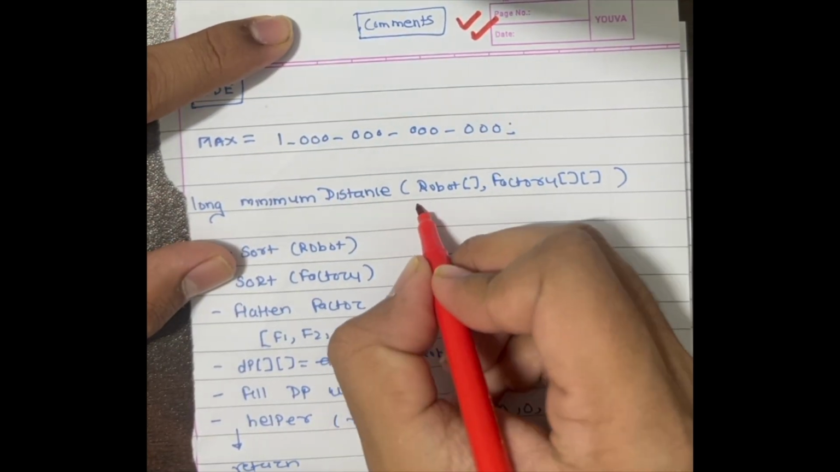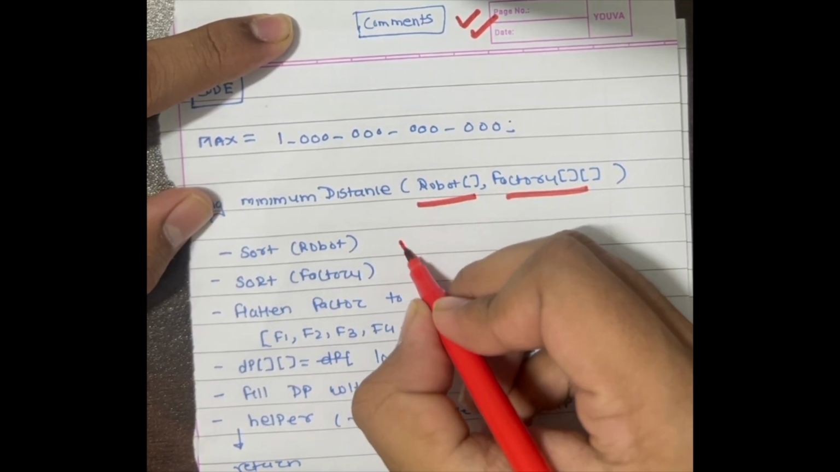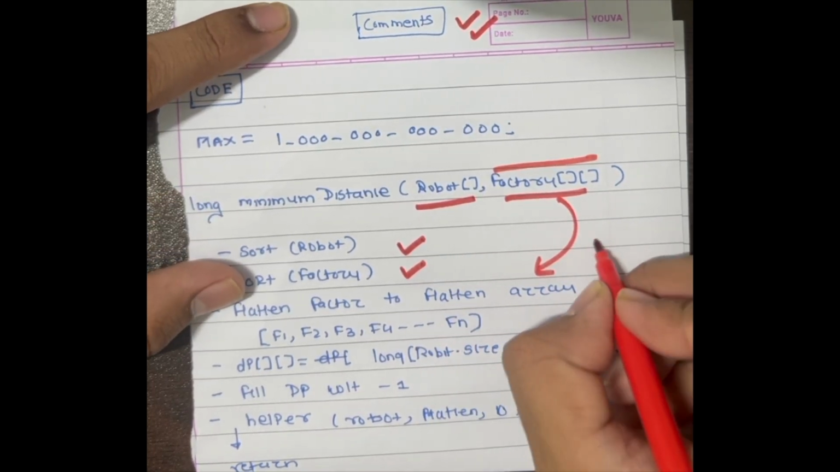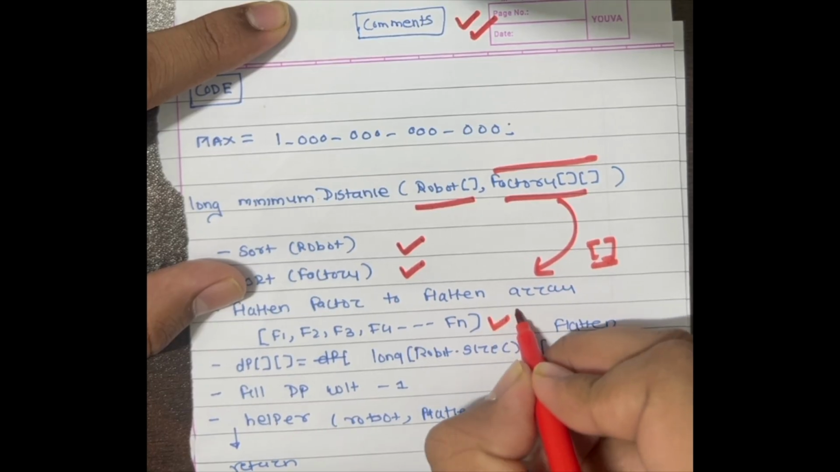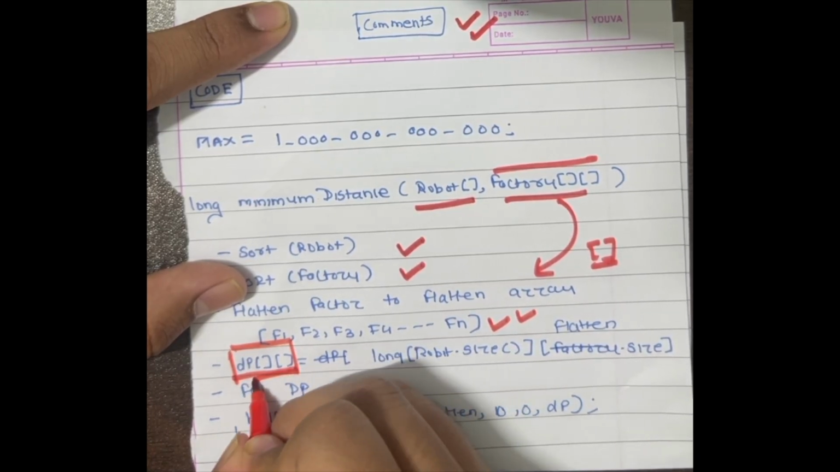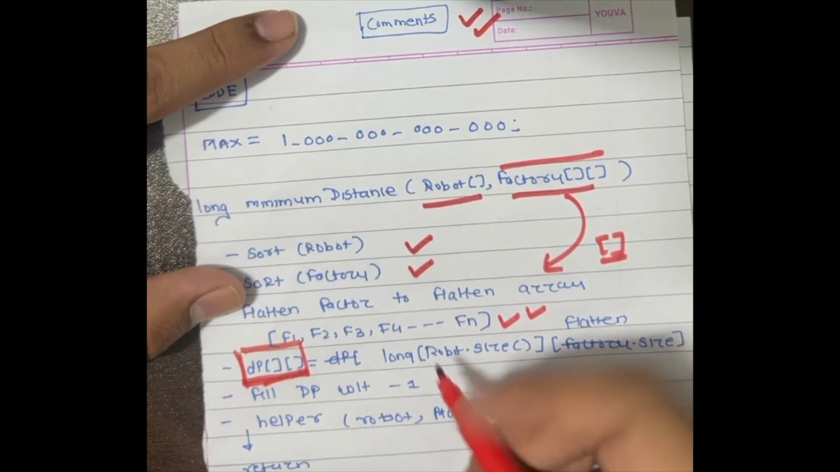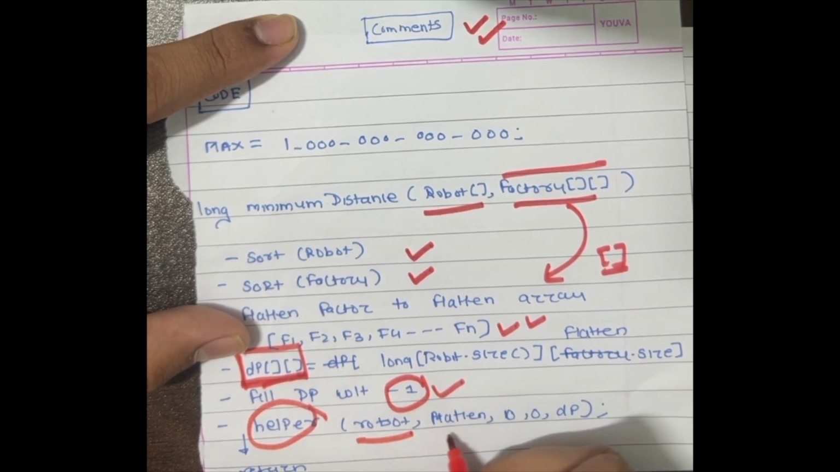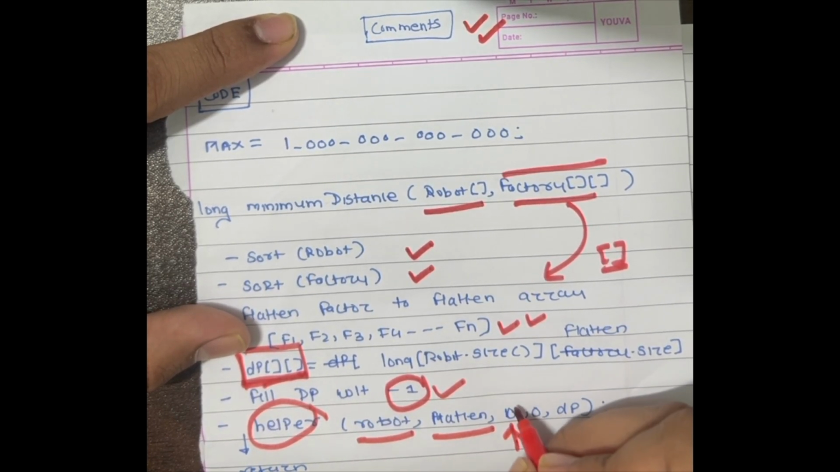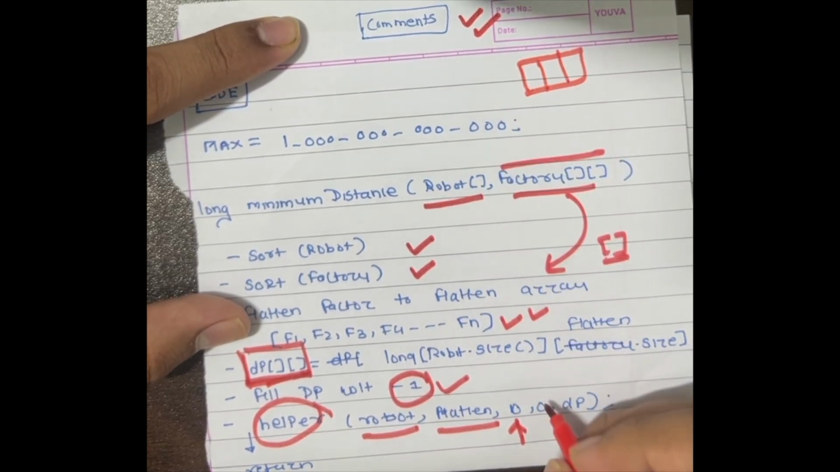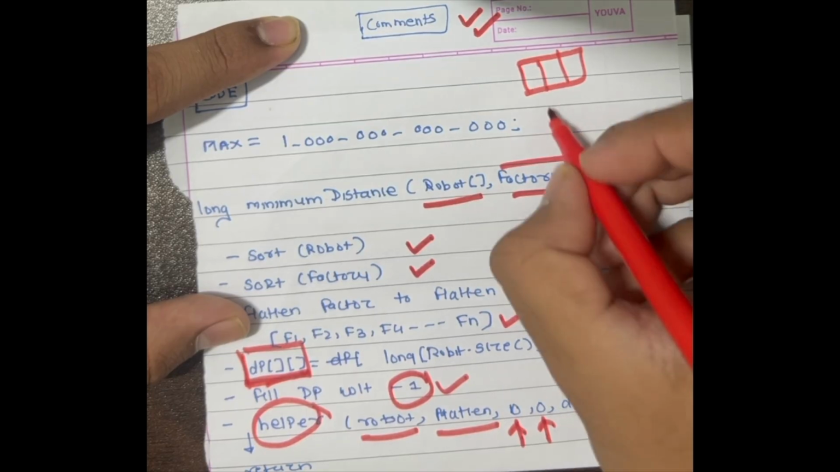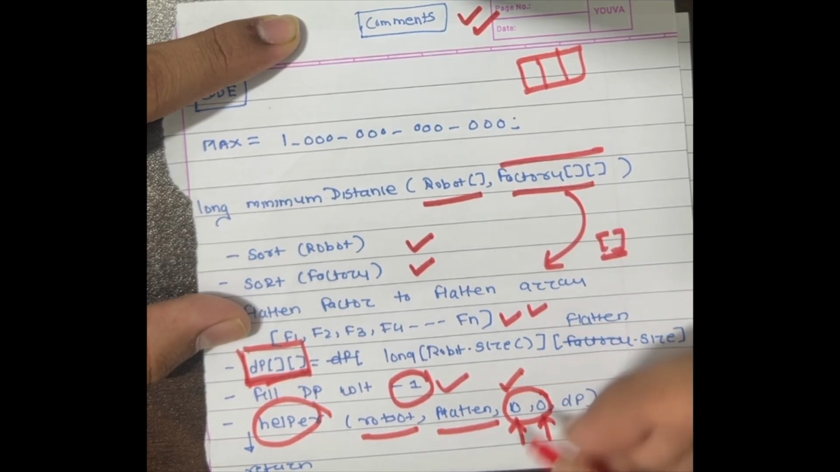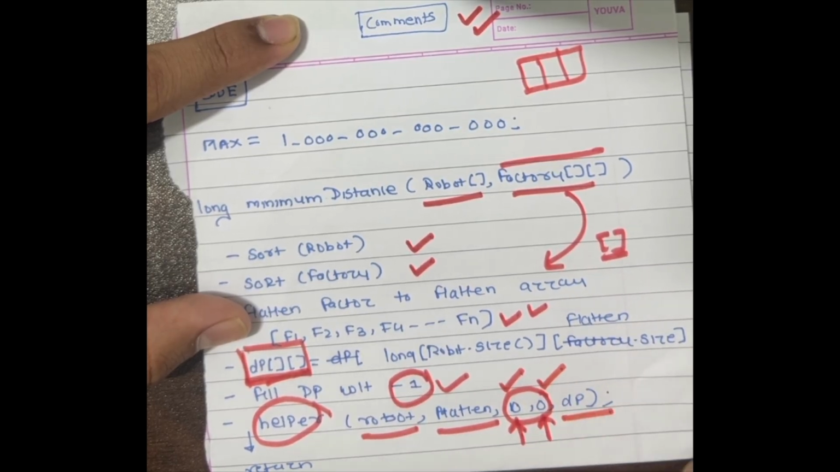What we are being given is the robots array and the factory array. As discussed, we will first sort the robot array, sort the factory array, then flatten the factory array to a 1D array. After that it will look like this. We create a DP array for the memoization, fill it with -1 to denote that no computation has been done, and then call a helper method with the robot array, the flattened array, 0 representing the index of the robot array, and 0 representing the index of the flattened array, to decide if this robot can be served by this factory, and pass the DP array too.